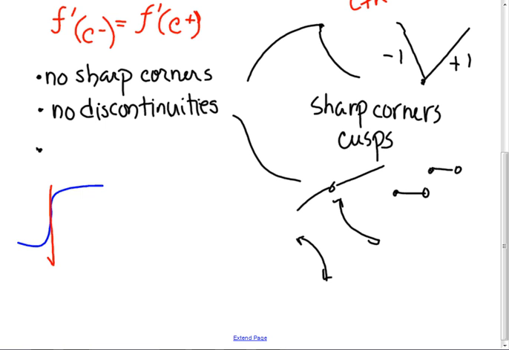What's true about my tangent line there? It's vertical, so what's true with the slope? It's undefined. Vertical lines have undefined slope. They don't exist. They're infinite. So no vertical tangents.